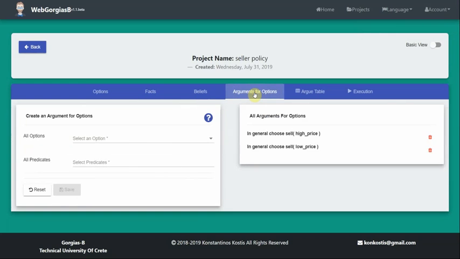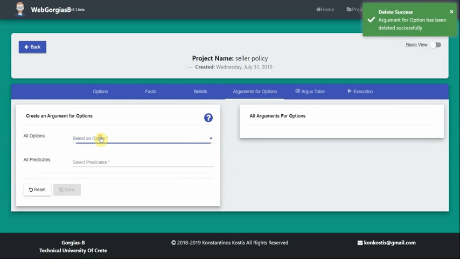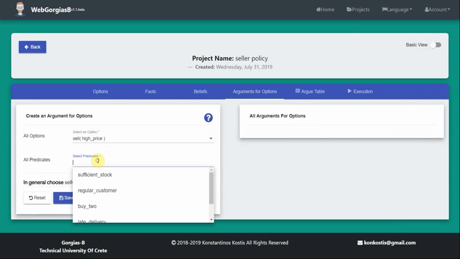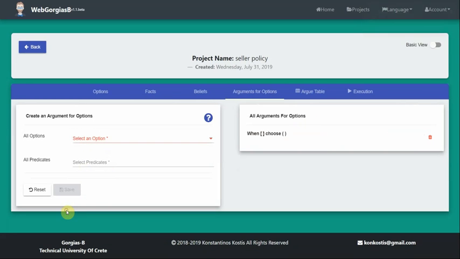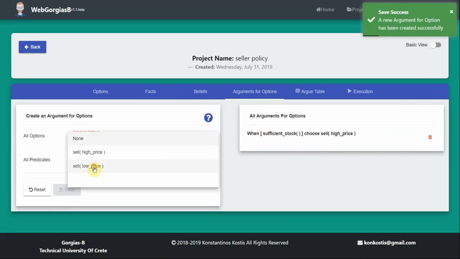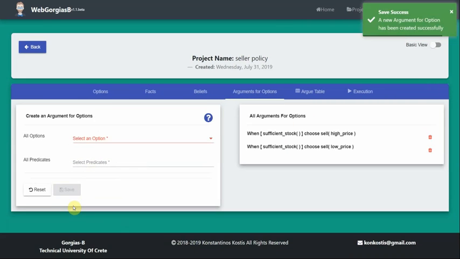Let's see what are the arguments. WebGorgiasB automatically defines arguments for all options that are unlocked no matter the context, so I will delete them. I will only sell an item when I have sufficient stock. Okay, and I can sell it in a high price or I can sell it in a low price. So I select here sufficient stock and then save. So these are now my arguments.